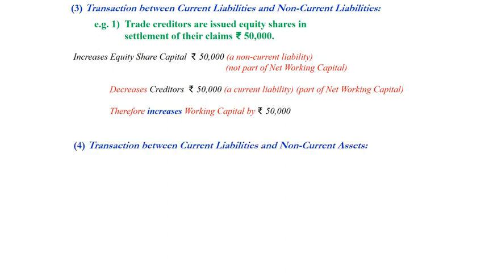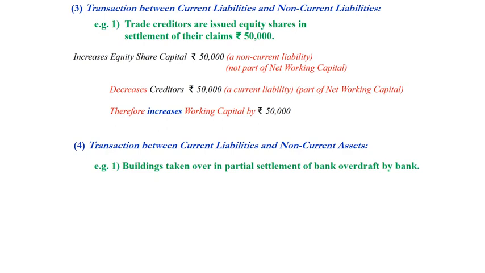Let me take the fourth transaction between current liabilities and non-current assets. Example, buildings taken over in partial settlement of bank overdraft by a bank. Amount is not given. Amount is not necessary over here to understand the impact. Whatever may be the amount that will get impacted in working capital. Okay, so buildings are part of non-current asset. Bank overdraft is part of current liability. So what happens? Let us analyze. Decrease in buildings, a non-current asset, is not a part of working capital. It won't affect working capital.